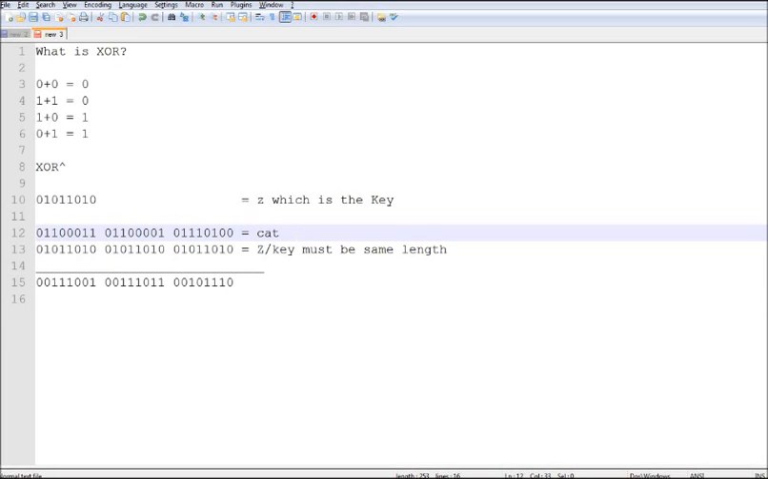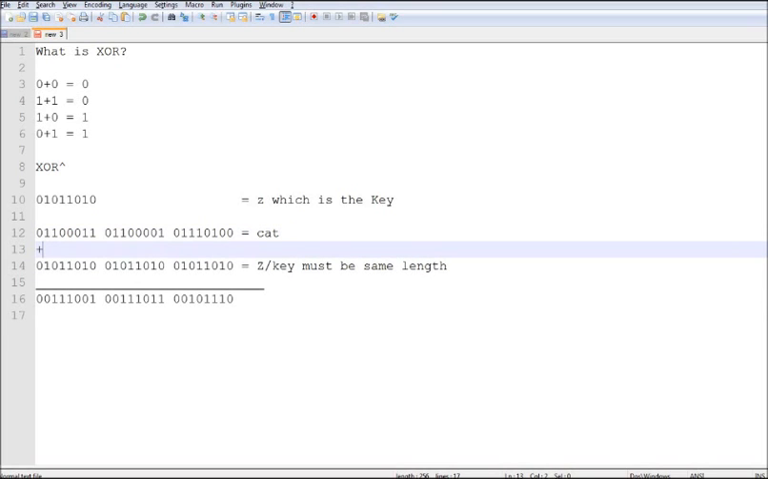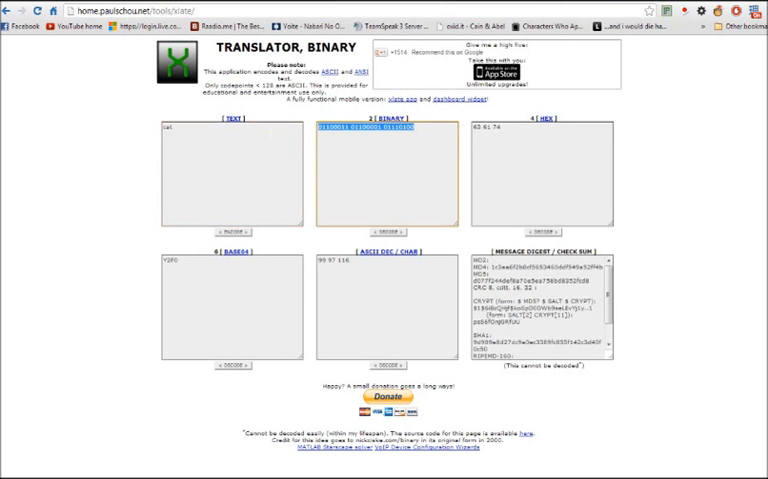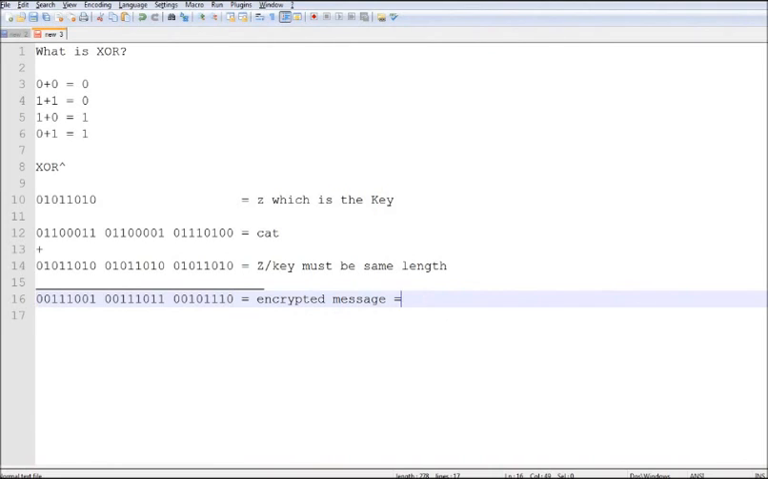So, pretty much cat plus the key equals the encrypted message, which is equal to, I'll just grab it here, decode, and it's equal to 9 semicolon period. Now, that's basically the very, very simple form of how XOR works. It's a basic principle and concept that can be used on a grander scale when needed.